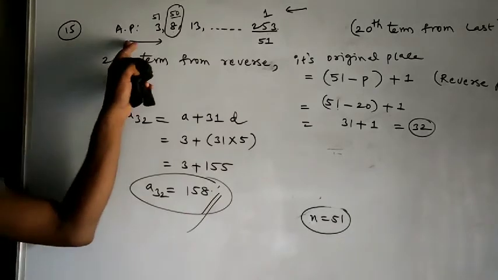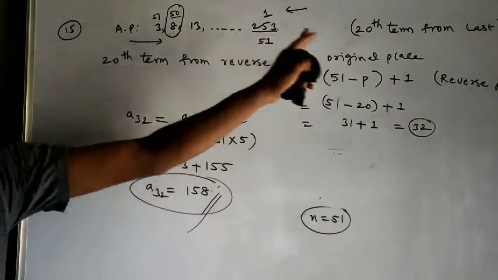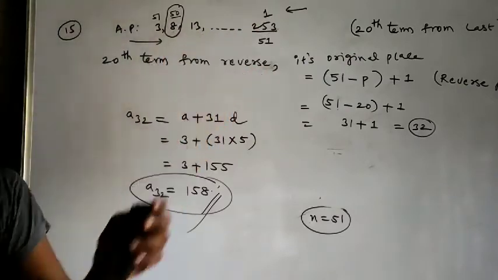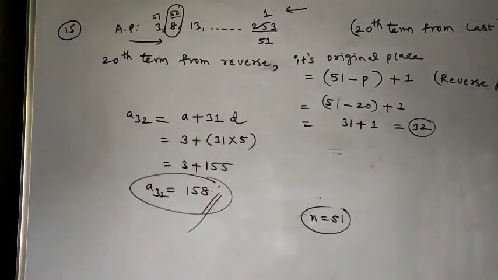A32. So if you look in the straight way, it is the 32nd place. If you look from back, it is the 20th place. So this is a way of solving the problems.